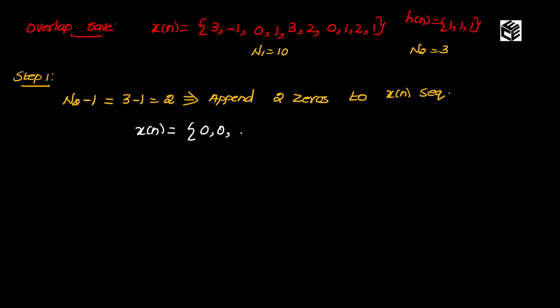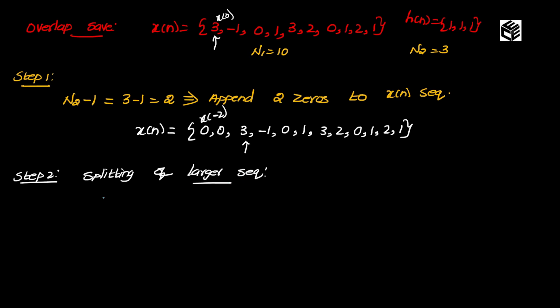My sequence will become x of n is equal to, after adding 2 zeros, 0, 0, 3, minus 1, 0, 1, 3, 2, 0, 1, 2, 1. Initially my sequence starts from x of 0. Now my sequence starts from x of minus 2. So here is my 0 position. To split the larger sequence, I have a condition for how to split, that is 2n2. 2 into the n2 value 3 is 6. Therefore, I will be splitting the larger sequence into sections of 6 elements.